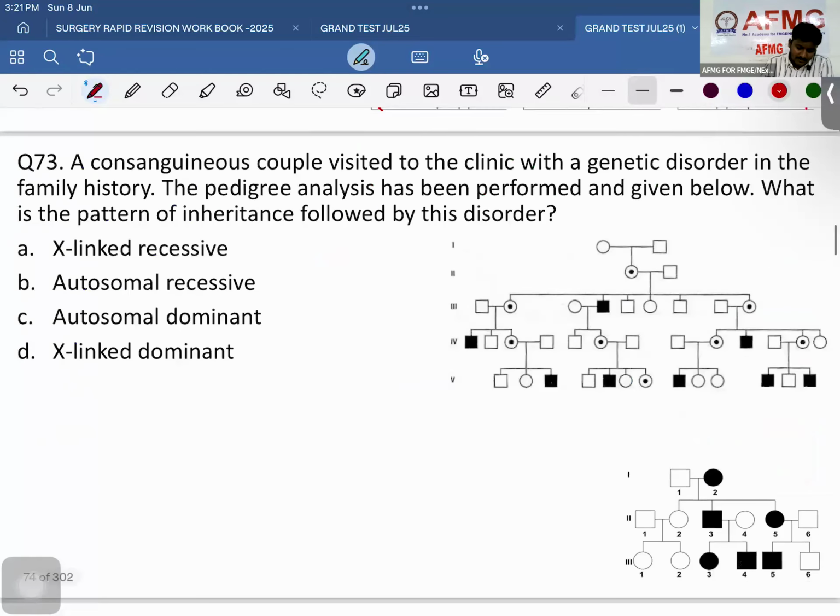Chalo. Next question number 73. A consanguineous couple has visited the clinic with a genetic disorder in the family history. The pedigree analysis was done and it has been given below. What is the pattern of inheritance which has been followed by this disorder?